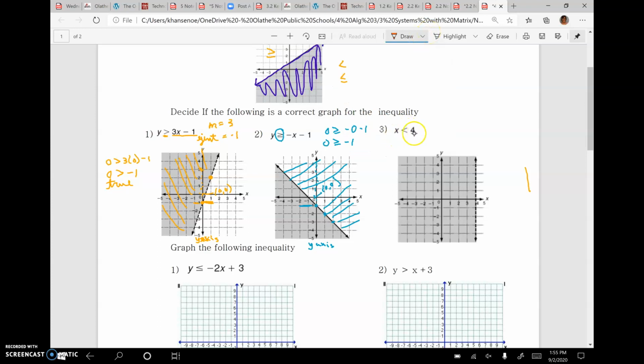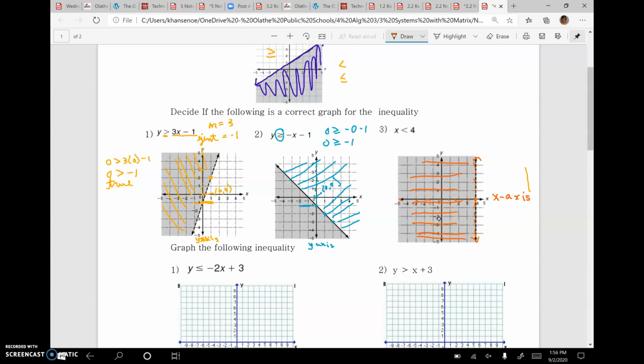So x is less than 4. So remember, this is my x-axis. So that means I go to 4 on the x-axis. 1, 2, 3, 4. Here's 4. It says less than. That should be a dotted line, which it is. And it's vertical because it goes through the x-axis. And then it says x is less than. So where are all the x's less than 4? They are on this side. So then you shade on this side.